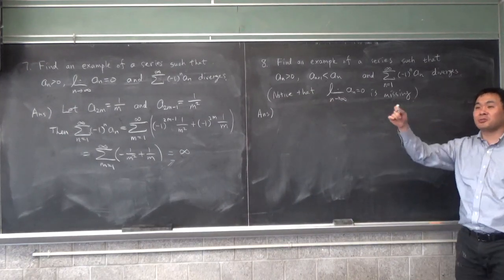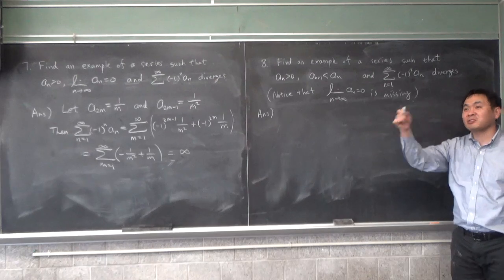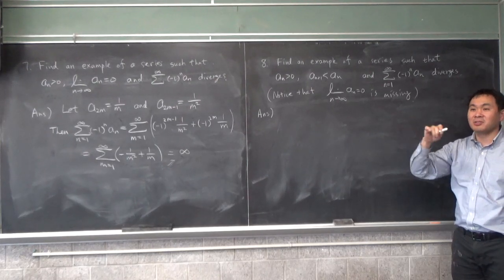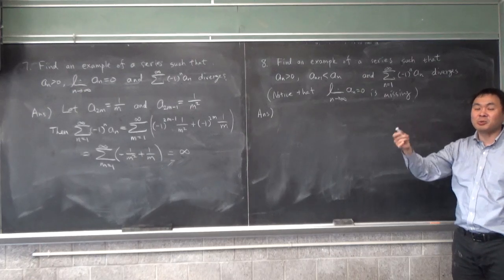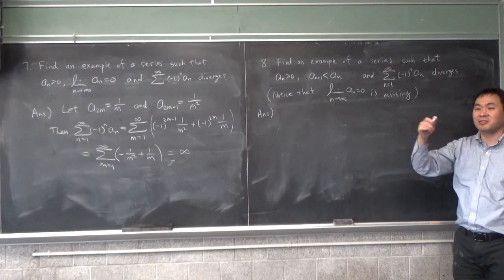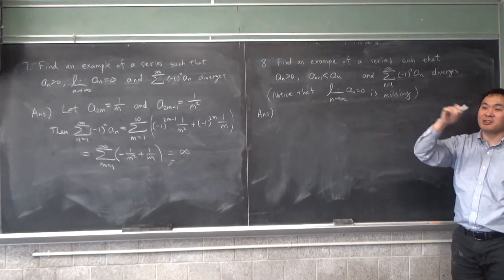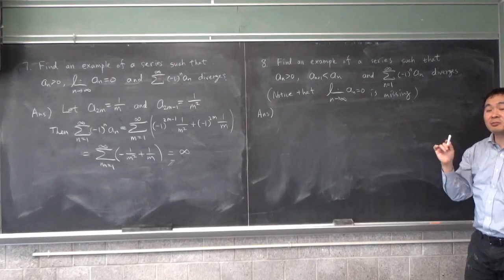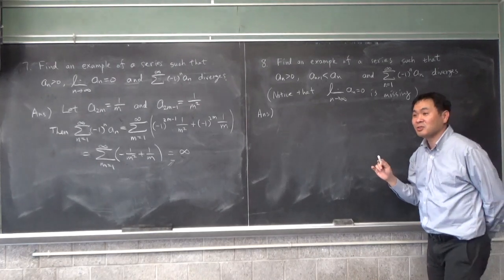So think about this. Your jumps are getting smaller and smaller, but it doesn't go to 0. What could happen? What would happen if it goes to, say, 1? You're going back and forth. It is getting smaller. Oh, it just goes back and forth between two numbers and never converges, right?